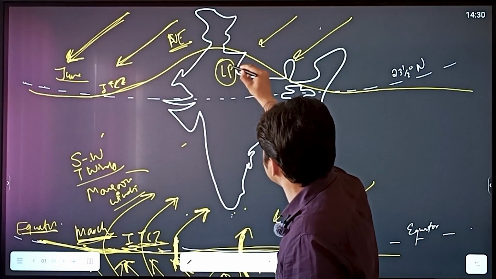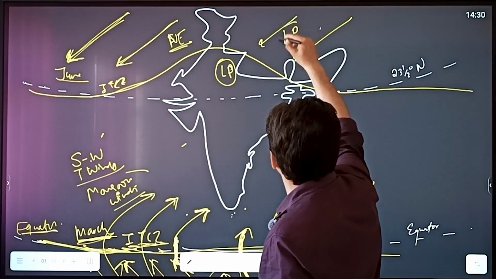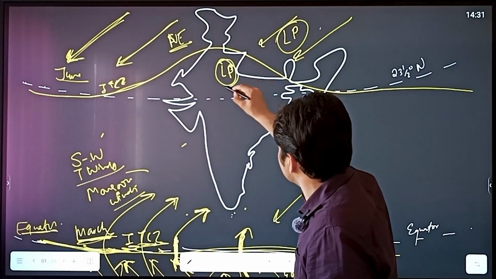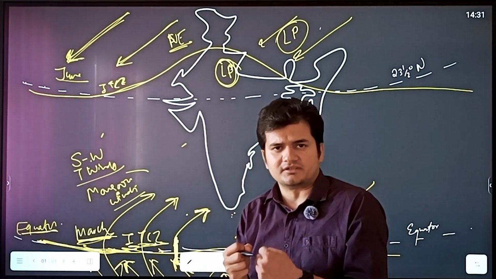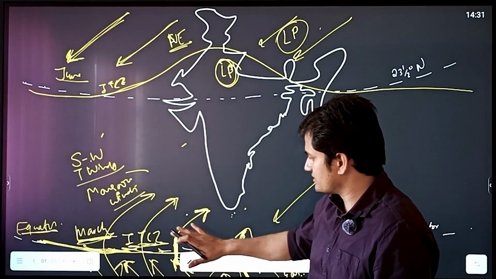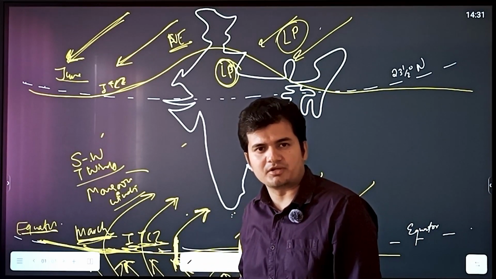We have the low pressure region because of the high temperature. Another low pressure region is here at the Tibetan Plateau. This low pressure region will attract the winds from the high pressure region. So where is the high pressure region? In the southern region. In the southern ocean, we have high pressure region.